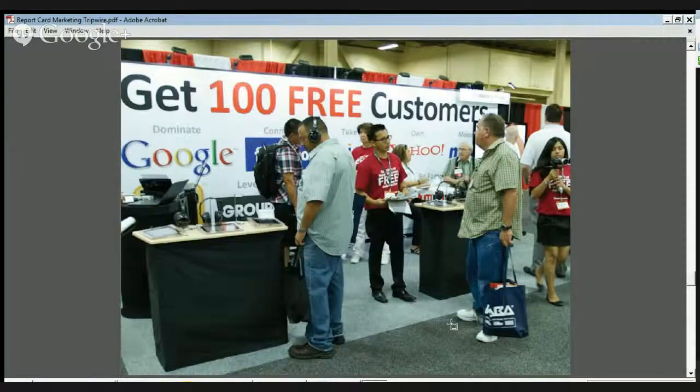Now here's a great example for everyone who does trade shows, and I love this example. This was a trade show booth where it was a search engine optimization company, and they worked with local businesses to get them listed in Google. So they put a huge sign going the length of the booth, which was their lead magnet, to get people to come to the booth: get 100 free customers, dominate Google, connect with Facebook, take control of Yahoo and Bing and all these other things, right?